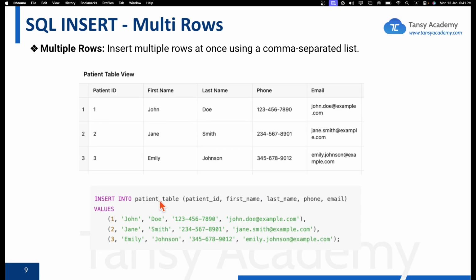Here you say insert into table name, you mention all the column names just like the previous syntax, and then you say values just like the previous syntax. But here you have parentheses and then you have a comma to say that I am also going to insert the second row, third row. Okay, right?